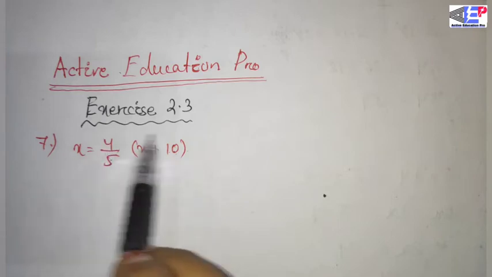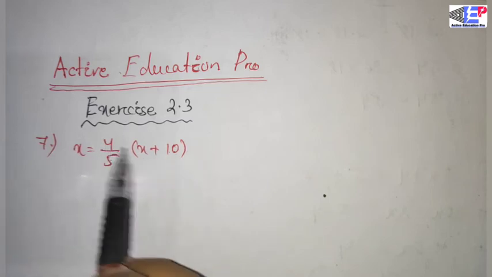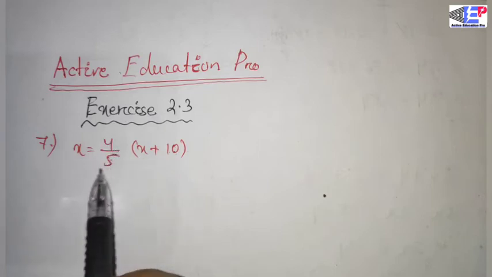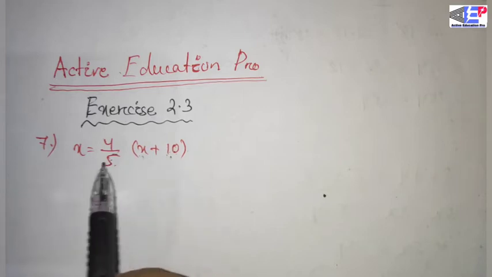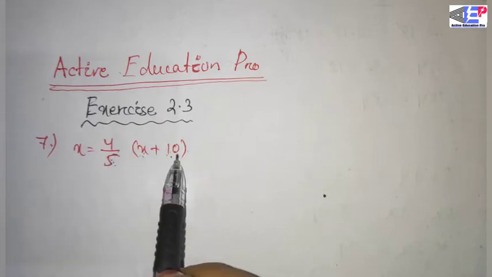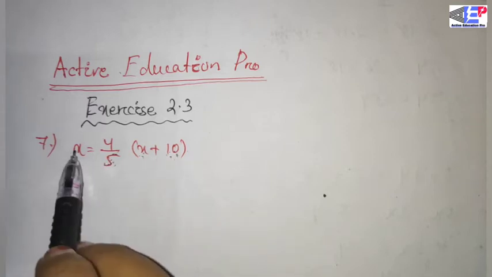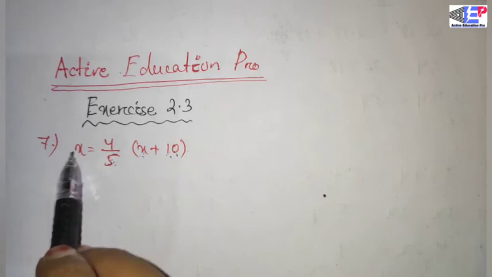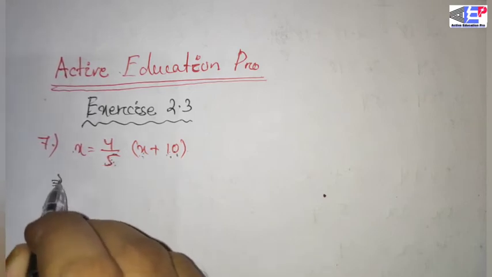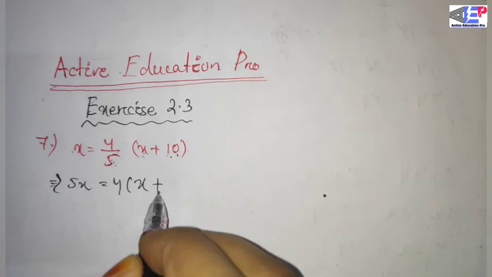Otherwise, on our right side, 5 is the denominator of all these terms, x and 10, because 4/5 is a whole constant for these two terms. You can multiply this with this and this with 10. So it will be easy for you. First multiply this 5 with x, because this 5 is dividing, but when it transfers to our left side it will multiply with this x. So 5x = 4 (x + 10).